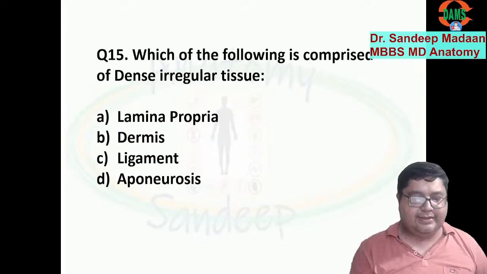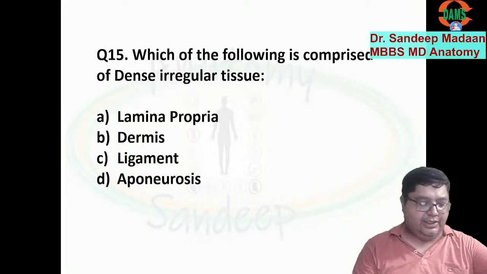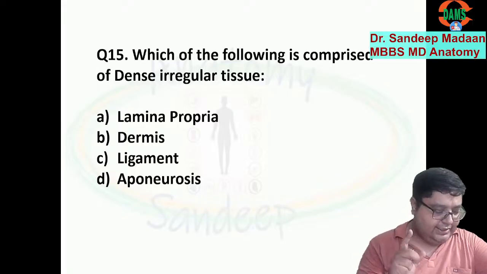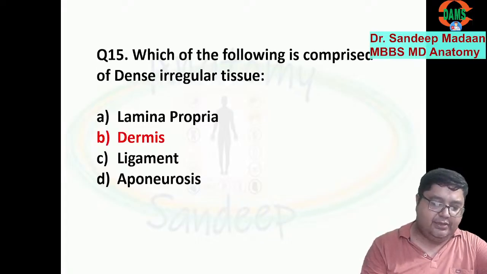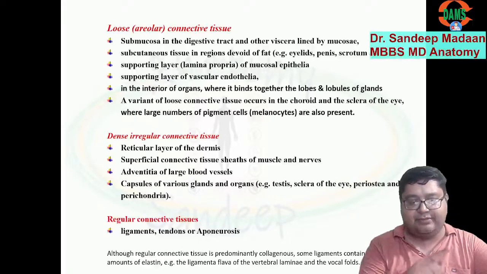Now, if they say dense irregular tissue, I'll give you the concept. It will take only 2 minutes, and after that, you will be able to solve all these type of questions. Answer is correct. That is B, dermis. But what is the concept? Let me explain this way.